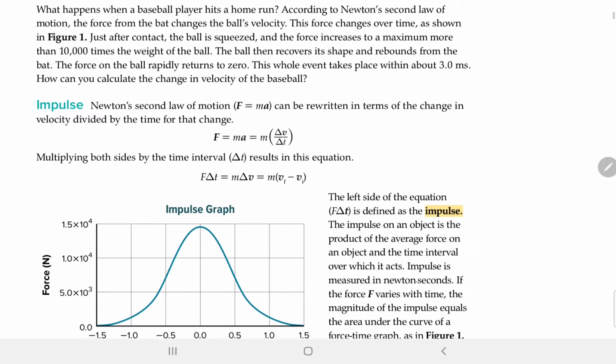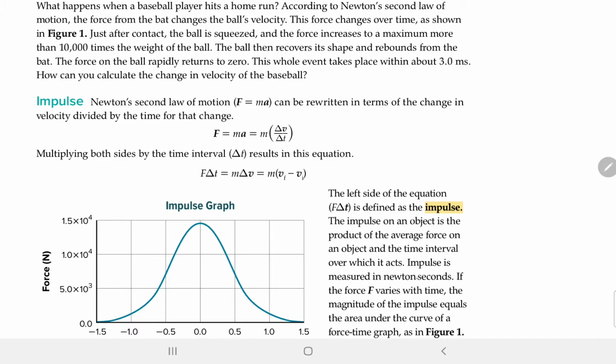Maybe you remember from previous study Newton's second law, F equals ma, the force equals the mass multiplied by the acceleration. And you know that the acceleration is equal to delta v over delta t, the velocity interval over the time interval. So here our equation will be F equals m delta v over delta t.